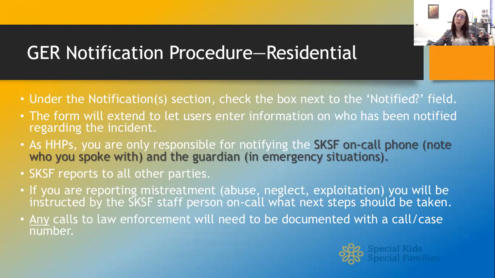If you are reporting mistreatment, abuse, neglect, or exploitation, you will be instructed by the SKSF staff person on call what next steps should be taken. Any calls to law enforcement will need to be documented with a call or case number. So if you weren't the one to call 911, let's say the individual called 911, police responded, but you didn't get the call number because you weren't the one who initiated the call, then before submitting the general event report, you will need to call the non-emergency line for the police department and request that call number so that you can include it with your report.